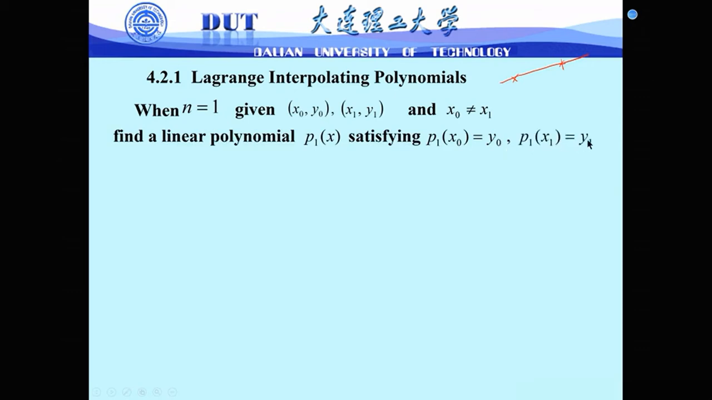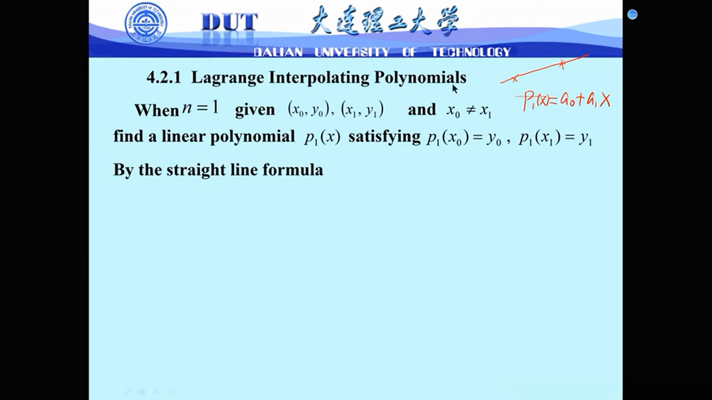So we need to find a linear polynomial denoted by p1(x), satisfying p1(x0) equal to y0 and p1(x1) equal to y1. Here the subscript 1 means the degree. The degree of p is just 1. So that means p1(x) is a0 plus a1 x, a linear function. But we don't want to solve the linear system to obtain the two coefficients. Let's see how to obtain p1 directly.